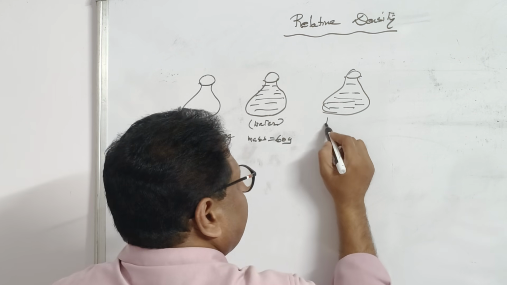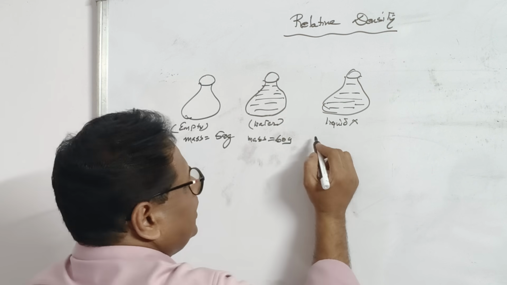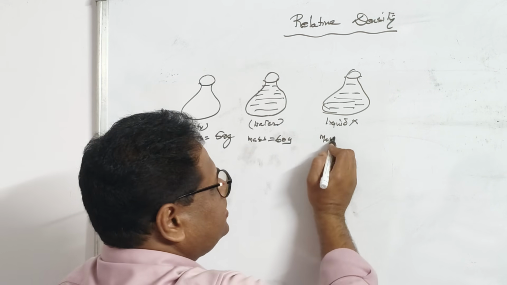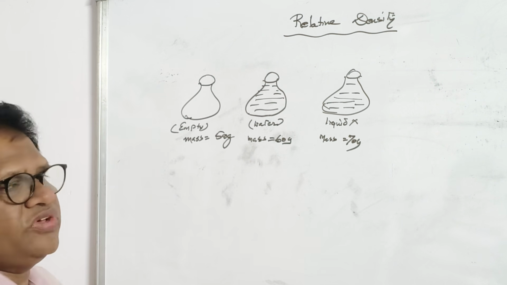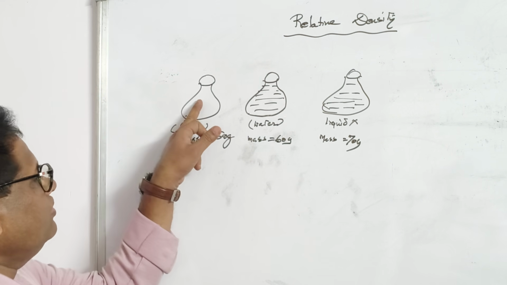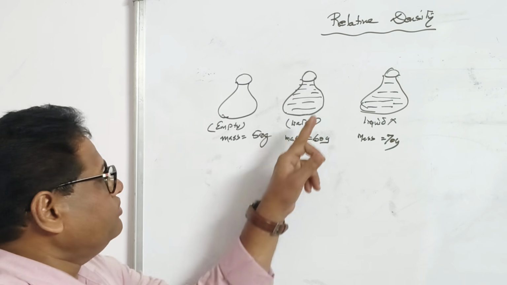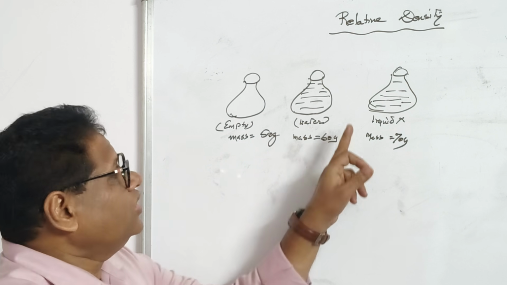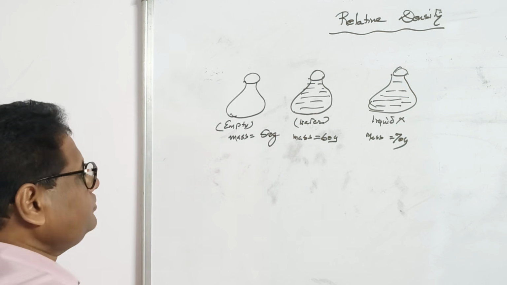So let's take liquid X. This is having the mass, let us take 70 gram. So the three observations are very clear. This is the empty bottle having the mass 50 gram. This is filled with water up to the brim having the mass 60 gram. This is the bottle with liquid X having the mass 70 gram.